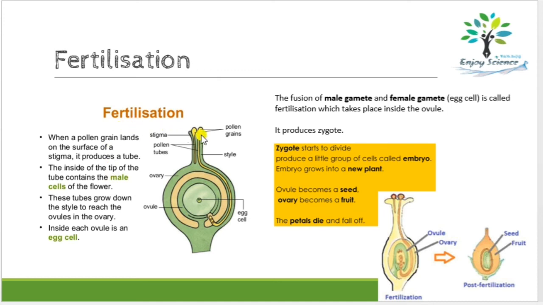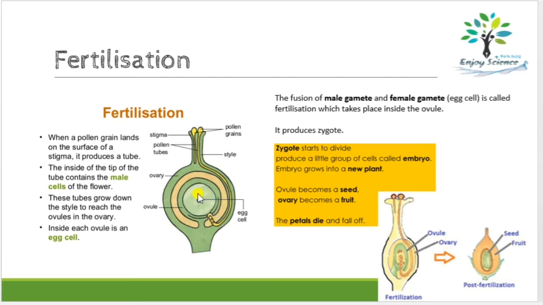So pollen grains, after landing on the stigma, now form a pollen tube. Okay, this long tube-like structure is called the pollen tube. Okay, and this pollen tube consists of male gametes. So on the tip of the pollen tube you'll see male gametes. So these are male gametes, and this pollen tube goes towards the ovary and enters the ovule. So this is the ovule, and the pollen tube goes towards the ovule.